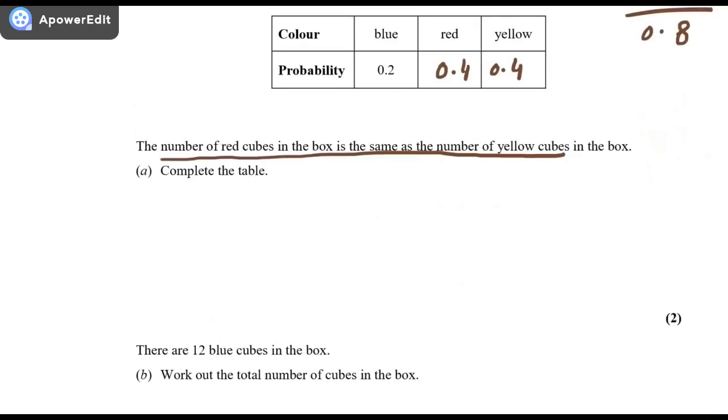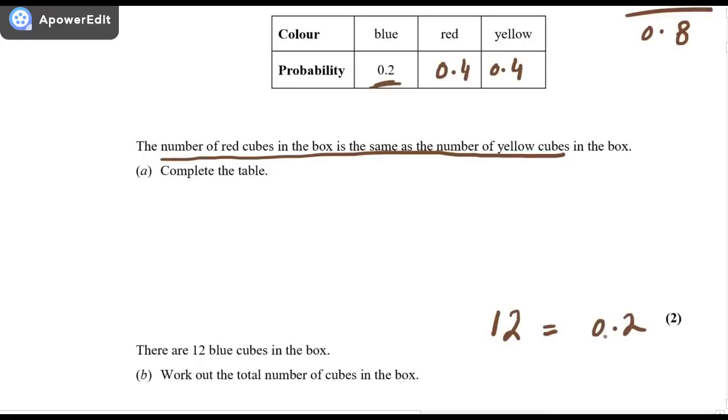B part. In B part, it's saying there are 12 blue cubes in the box. Work out the total number of the cubes in the box. So I'm going to write down here. 12 blue is equal to 0.2, the probability which is given in the question over here. Okay, so 12 is equal to 0.2.